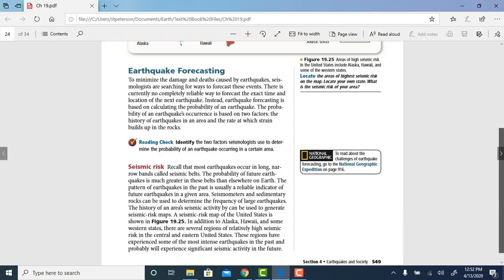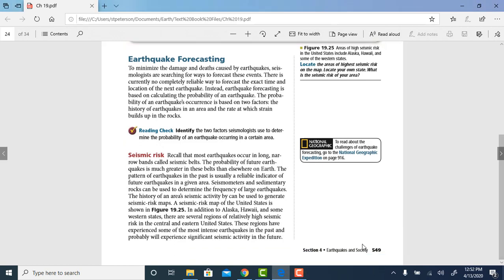Seismic risk. Recall that most earthquakes occur in long, narrow bands called seismic belts. The probability of future earthquakes is much greater in these belts than elsewhere on Earth. The pattern of earthquakes in the past is usually a reliable indicator of future earthquakes in a given area. Seismometers and sedimentary rocks can be used to determine the frequency of large earthquakes. The history of an area's seismic activity can be used to generate seismic risk maps.